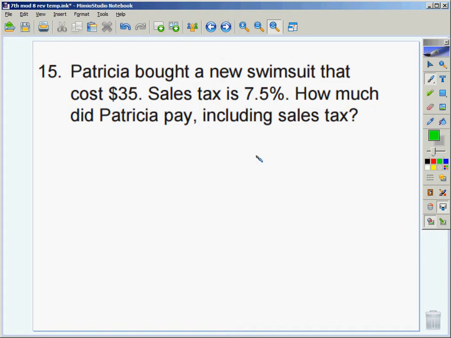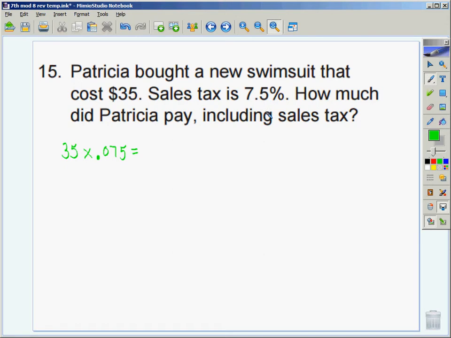Number 15. Patricia bought a new swimsuit that costs $35. Sales tax is 7.5%. How much did Patricia pay, including sales tax? Two methods. I could take 35 times 0.075, changing this into a decimal.